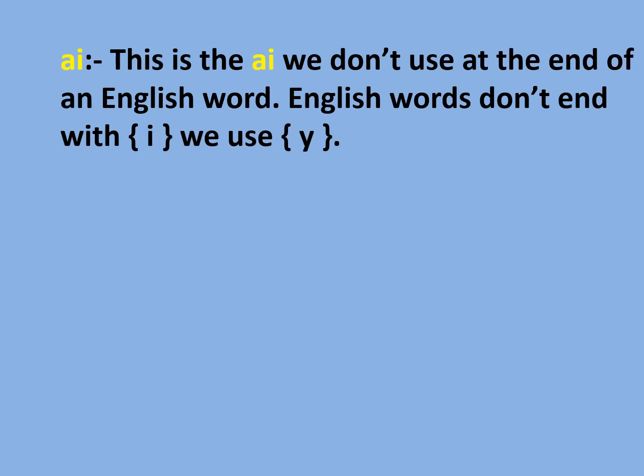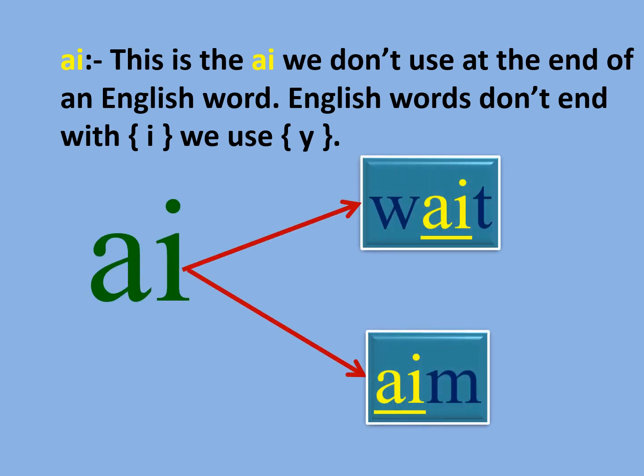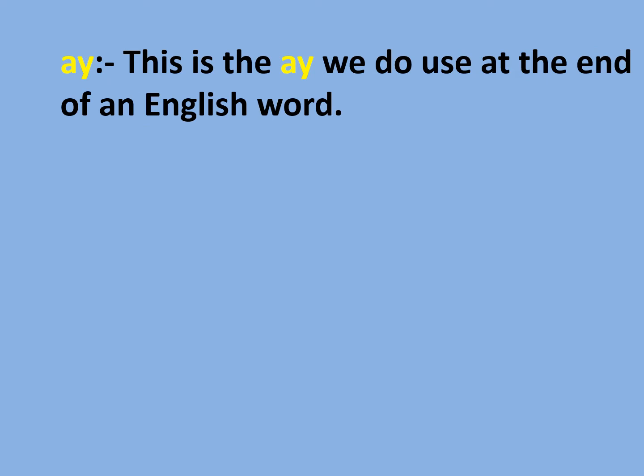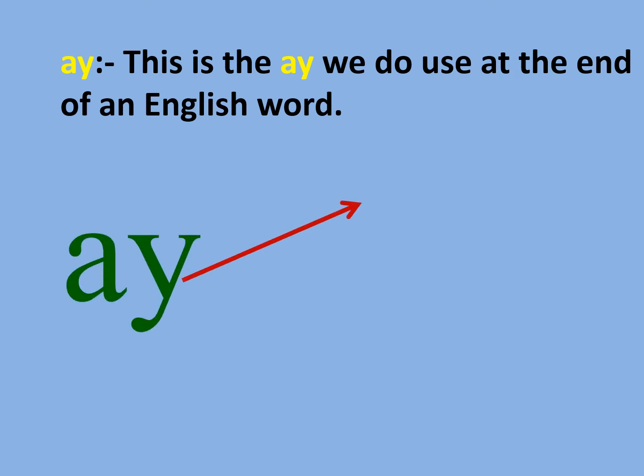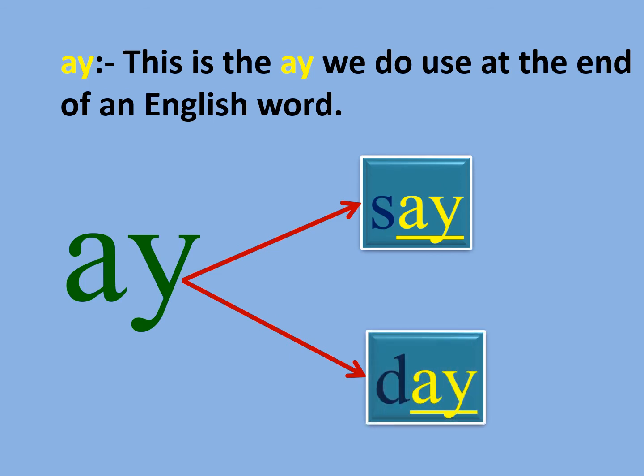The next sound is A, that is AI. This is the A we don't use at the end of an English word. English words don't end with I, we use Y. The words are A as in wait or A as in aim. The next one is again the same sound, it's A. However, here, this is the A we do use at the end of an English word. The words are A as in say or A as in day.